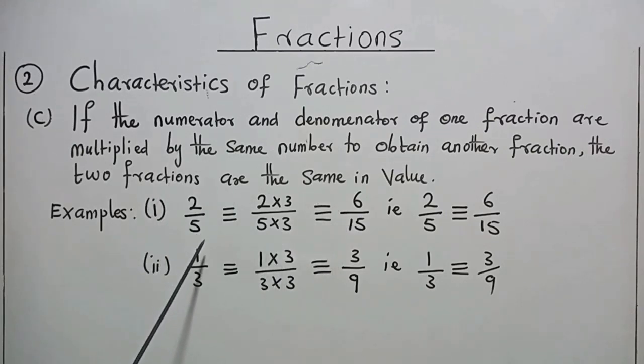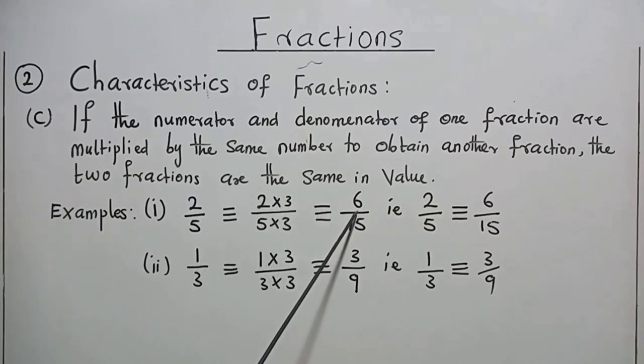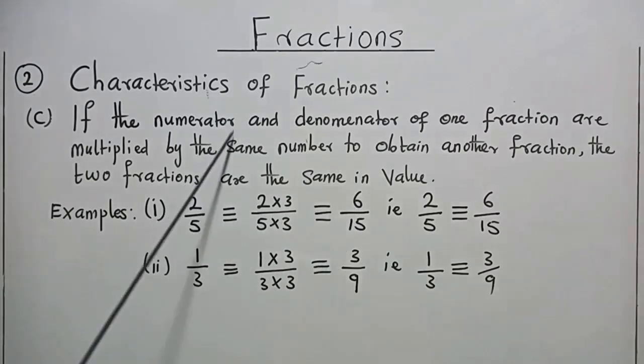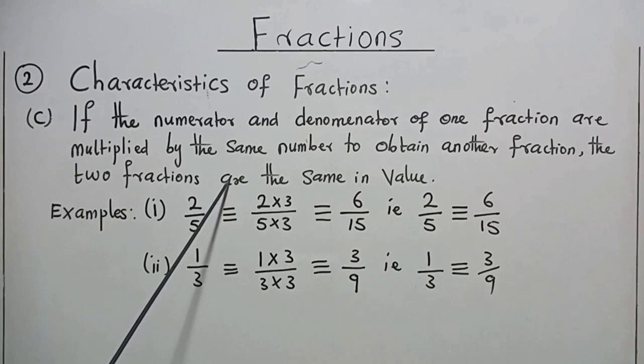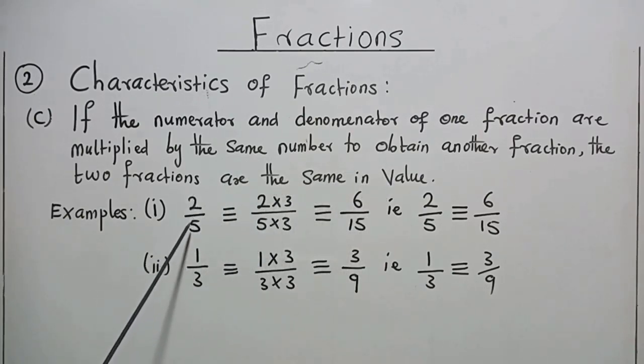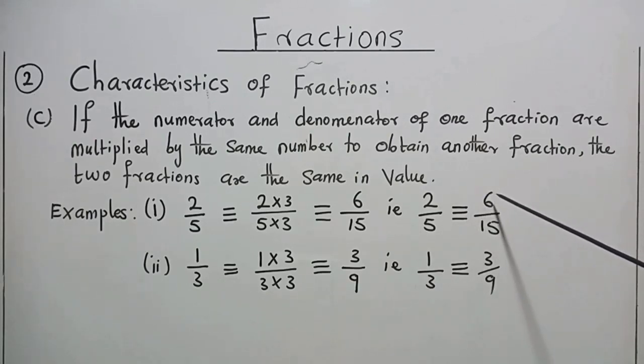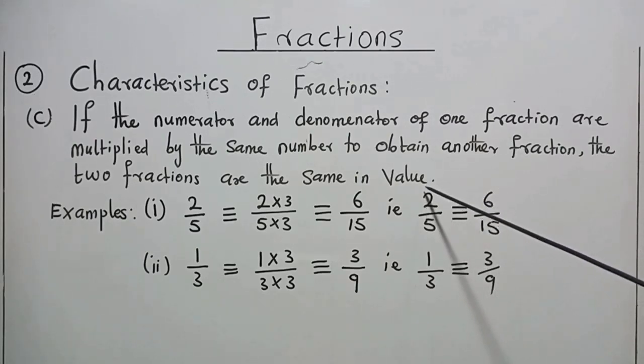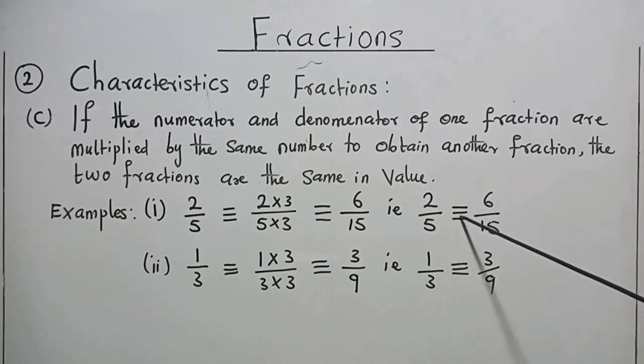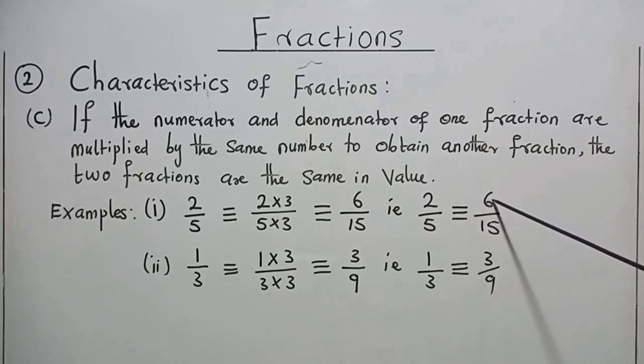The implication, therefore, is that this first fraction has produced another fraction. And then by this statement, we're saying that both of them are equal in value. They are the same in value, meaning that 2/5 and 6/15 are equal in value. This is a short way of writing the statement that 2/5 and 6/15 are equal in value. You say 2/5 is equal in value with 6/15. Let us see a second example.